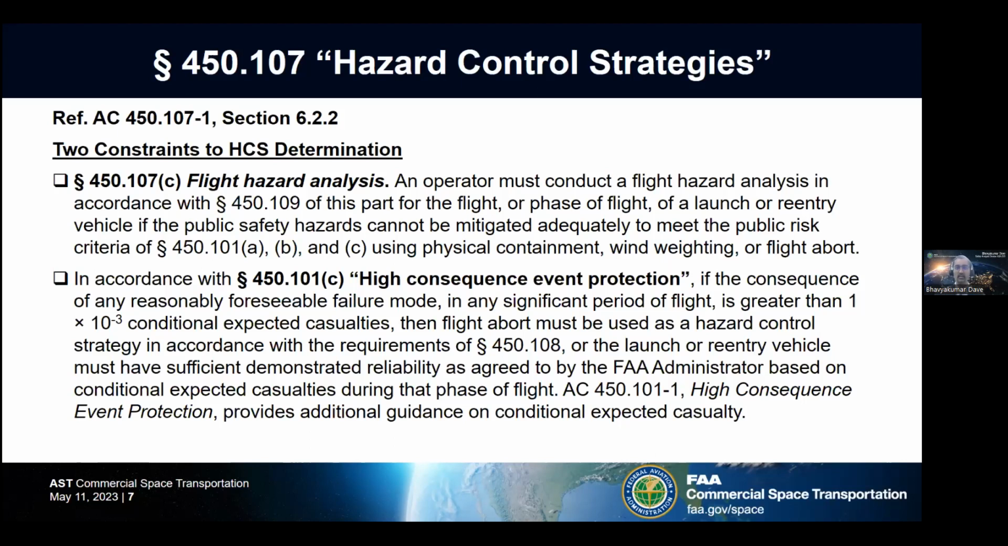The other constraint here is that in accordance with 101C, the high consequence event protection, if the consequence of any reasonably foreseeable failure mode in any significant period of flight is greater than 1 × 10⁻³ conditional expected casualties, or often known as CEC, then the flight abort hazard control strategy, that is the 108 flight abort hazard control strategy, must be utilized and the requirements of 108 must be satisfied, or the launch or reentry vehicle must have sufficient demonstrated reliability as agreed to by the FAA administrator based on the CEC during that phase of flight. And we do have an AC on 450-101 high consequence event protection that provides additional guidance on CEC.